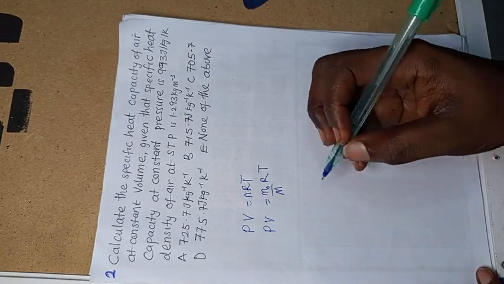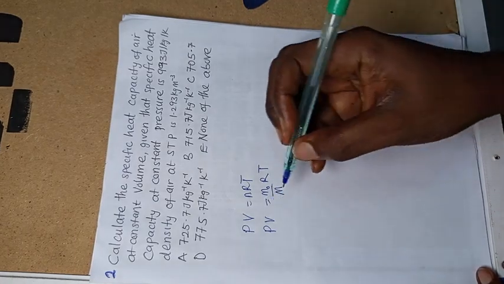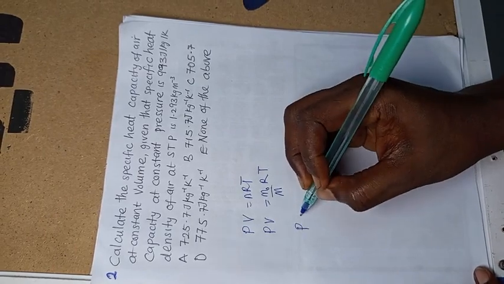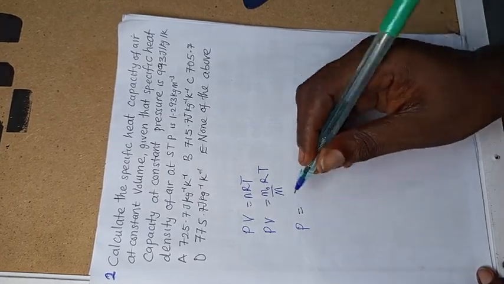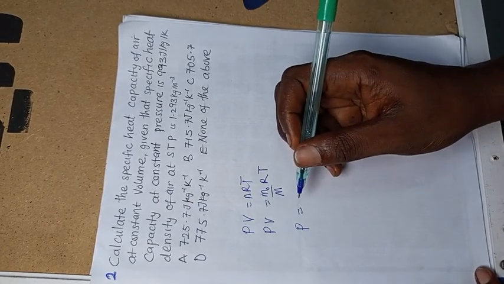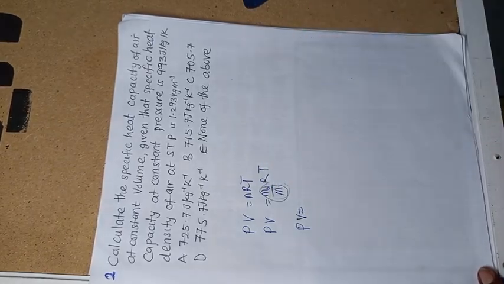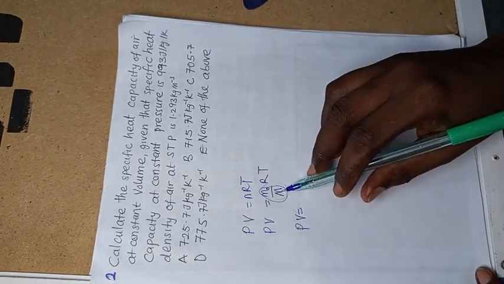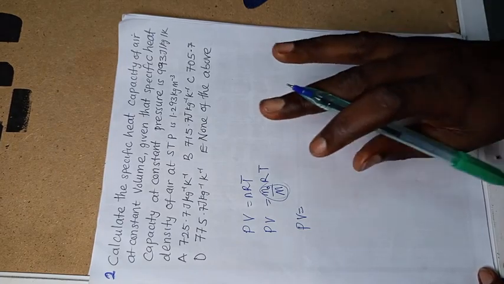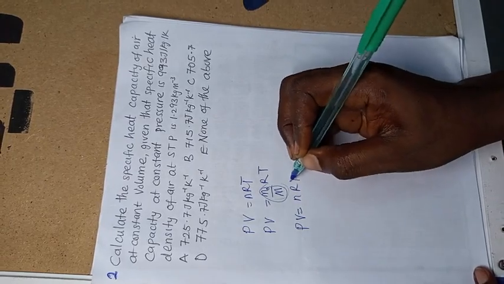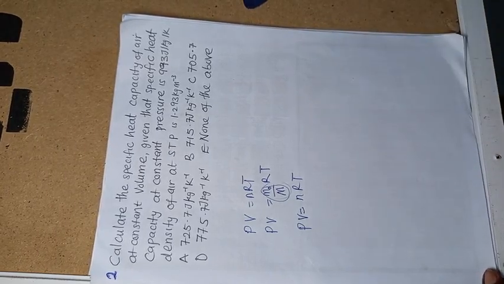So what do we have now? Mass is not given, but we can say pressure is equal to, let me make PV equal to, this one is 1 already. They did not give us the molar mass or the mass, so mass can be taken as 1. Let me use nRT first.